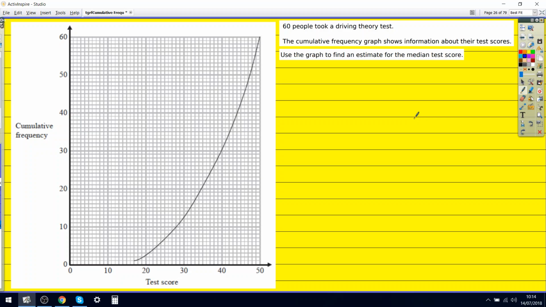So what does it look like the median test score is? 30. So it's the 30th person. What score did they get? 40. Yeah. So in this case, the median is 40. You just half the number of people, go up to that, go across, hit the line, go down. Any questions there? No. Okay, so this one, 40. Okay, how about this one?